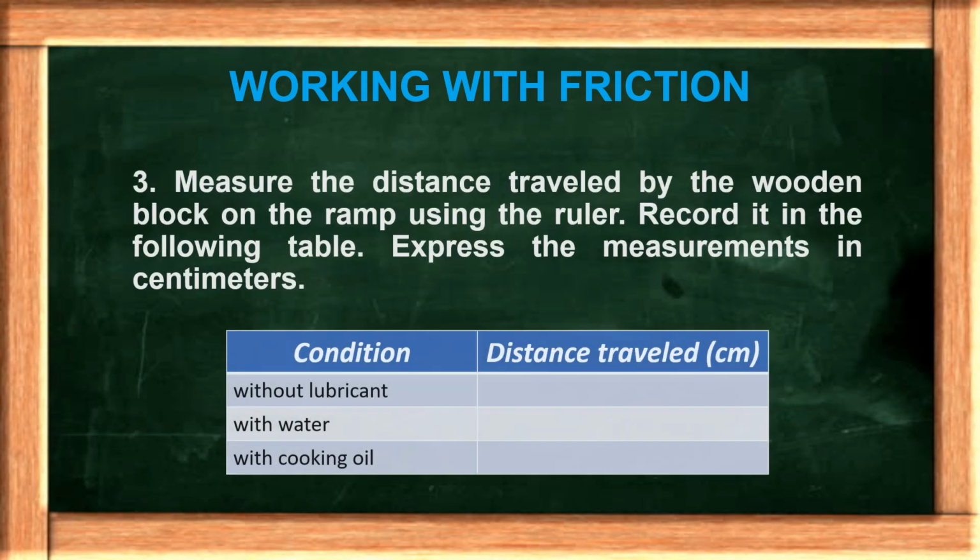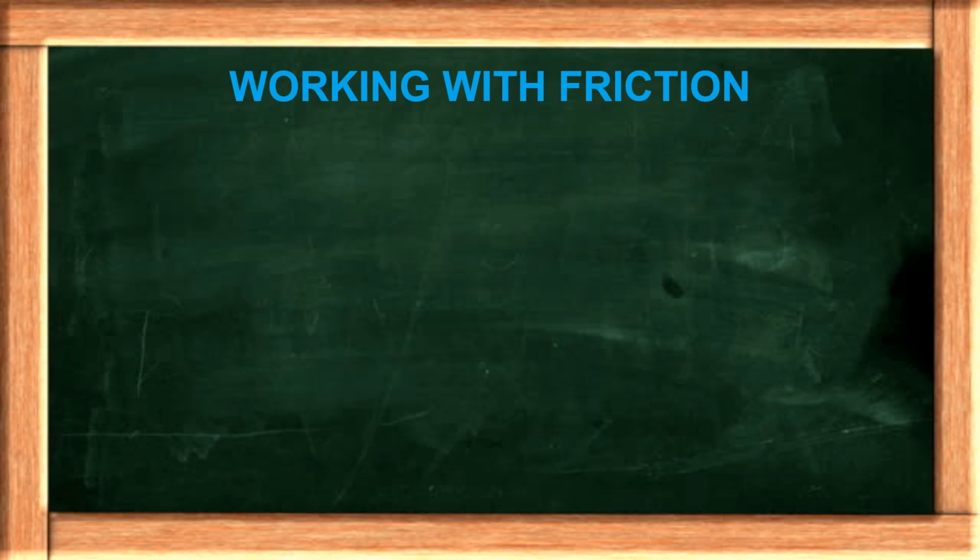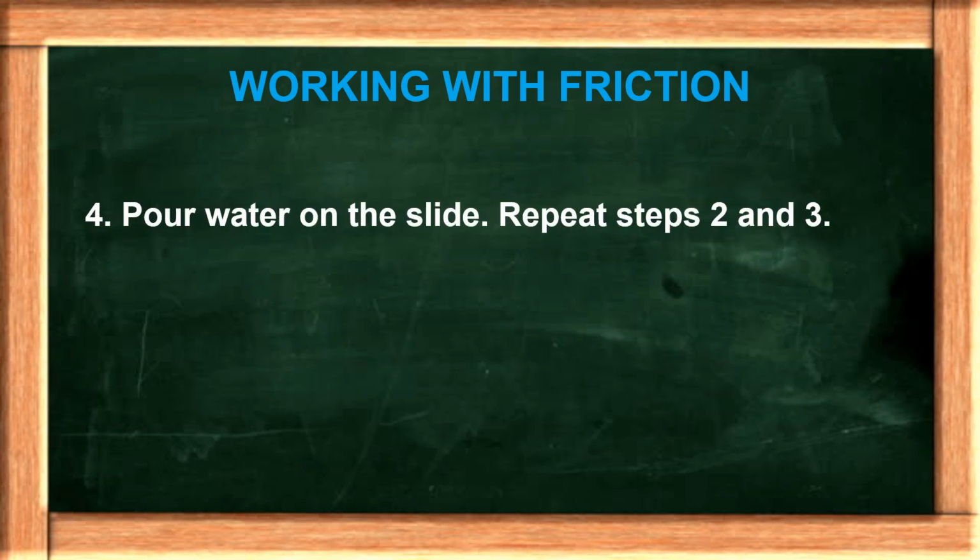Third, measure the distance traveled by the wooden block on the ramp using the ruler. Record it in the following table. Express the measurements in centimeters. Then, pour water on the slide. Repeat steps 2 and 3.